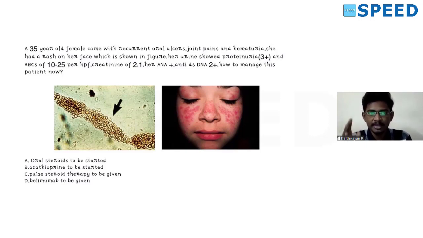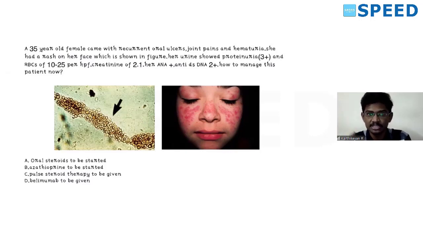So if you find a medical emergency in SLE, what are you going to do? Are you going to give some oral steroids or injectables or any monoclonal antibodies? This is our question. So let's see the options. Oral pulse steroid therapy, belimumab. Since lupus nephritis is a medical emergency, if you don't treat it, the kidneys will progress into chronic kidney disease instantly. This is a rapidly progressive disease. So it is a must that you suppress the whole immune system by giving an enormous amount of steroids.